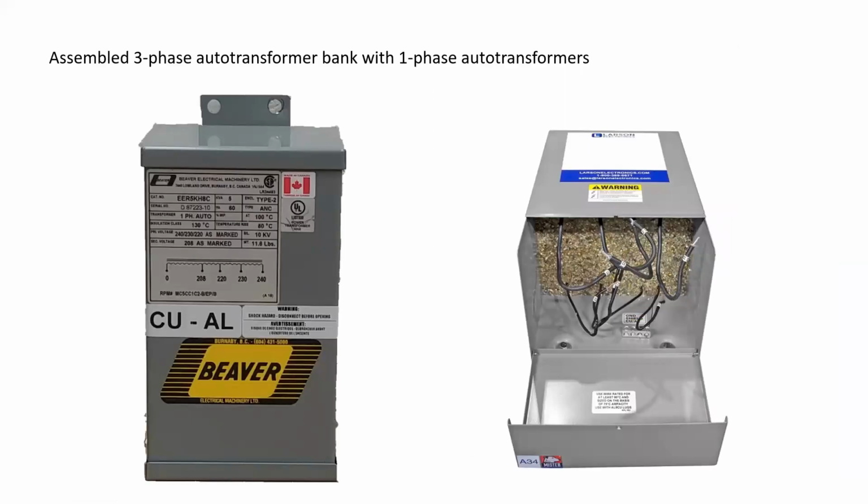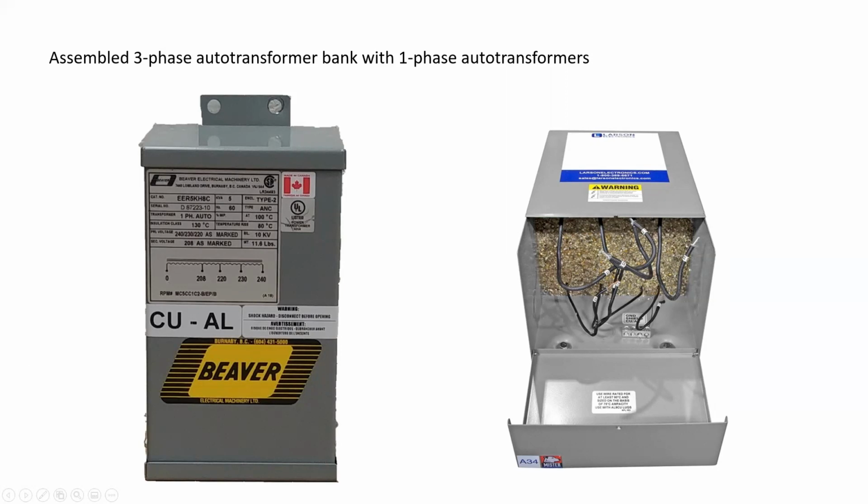So the other option would be for us to assemble a three-phase auto transformer bank with single-phase auto transformers. Now this also is done quite commonly, and it's not too terribly difficult to wire up. This is an example of a fairly small 5 kVA wall mount auto transformer by Beaver Electric. They're out of Burnaby, BC. And what you can see is that we've got a 0 terminal here, 208, 220, 230, 240.